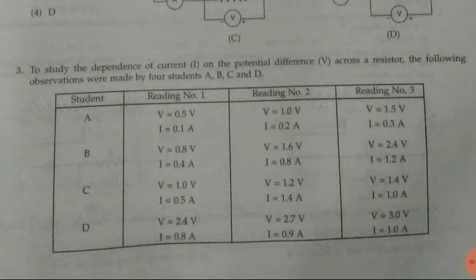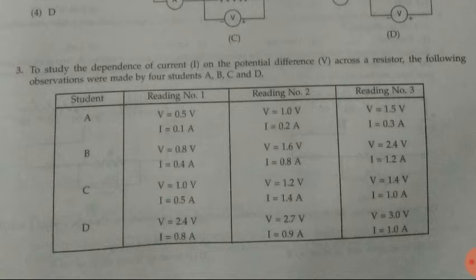Because you can see in the table, for student A, when he has done the observation, voltage is 0.5 volt, and that time current is 0.1 ampere. Okay, then in the second reading voltage is 1 volt, the current is 2 ampere, and in the third reading when voltage is 1.5 volt, current is 3 ampere. So here there is a constant increase in voltage with a difference of 0.5 volt, and with this increase in voltage there is a constant increase in current.